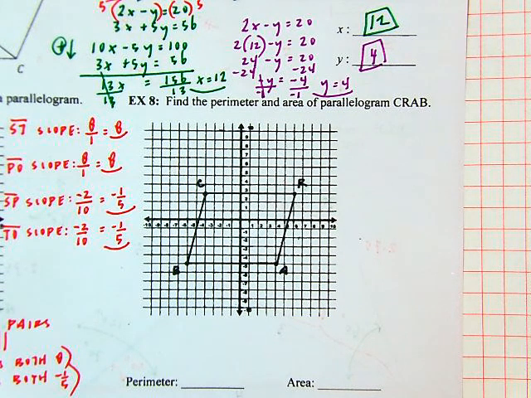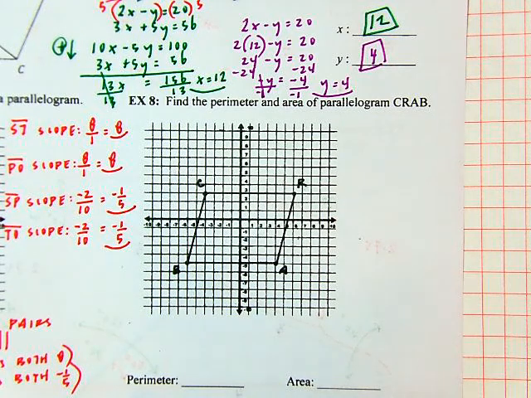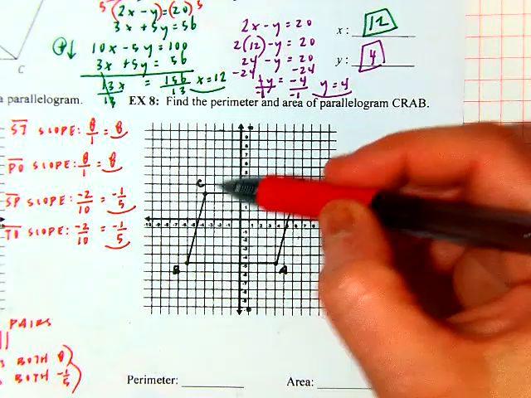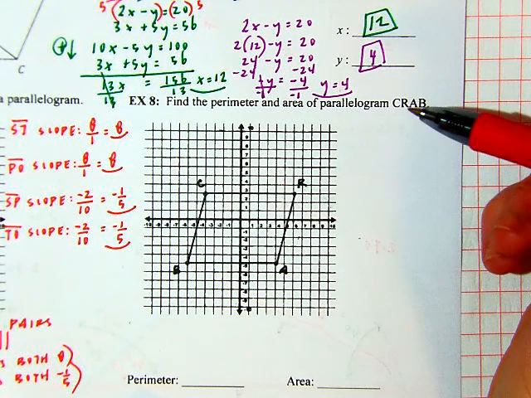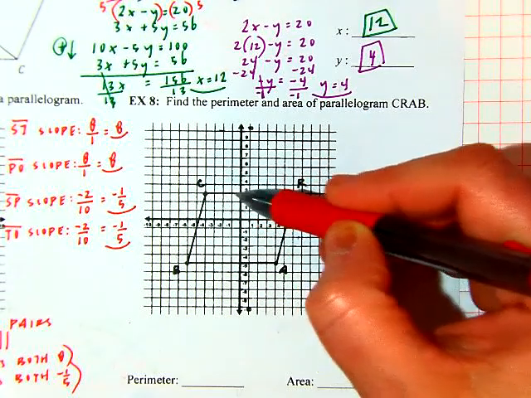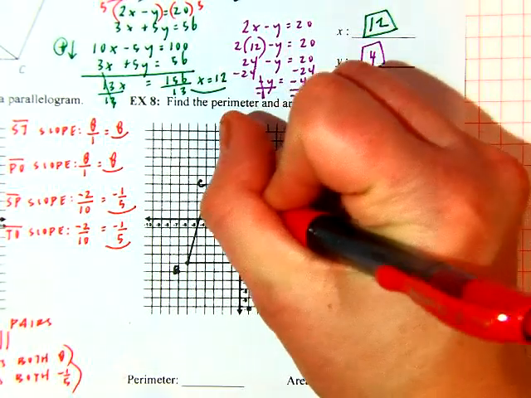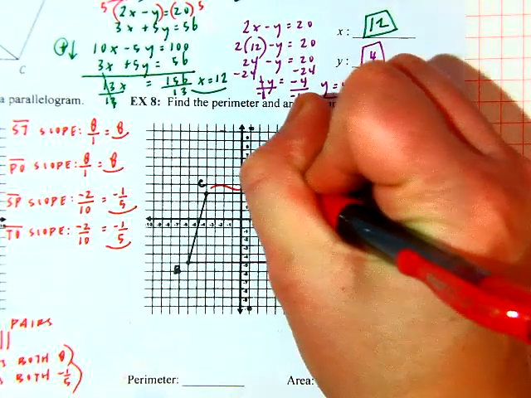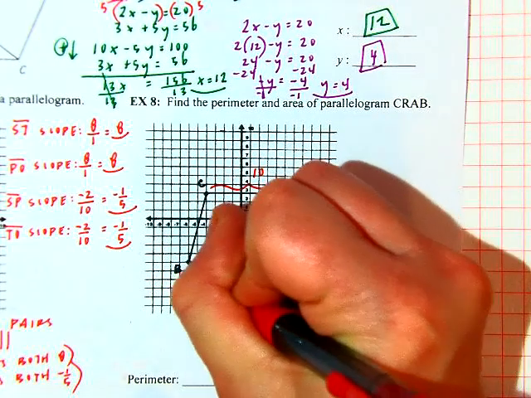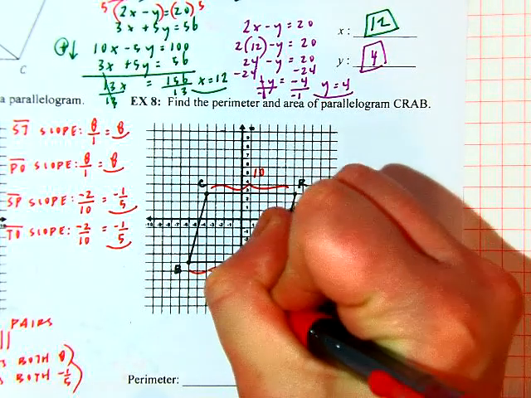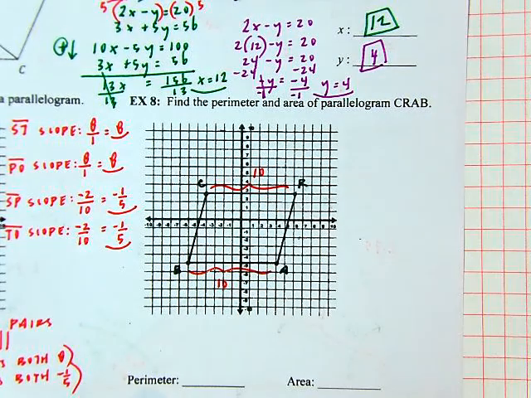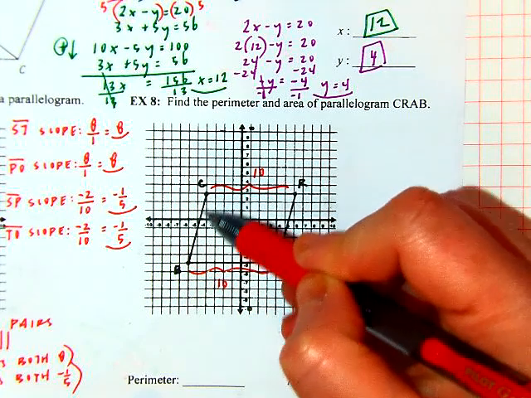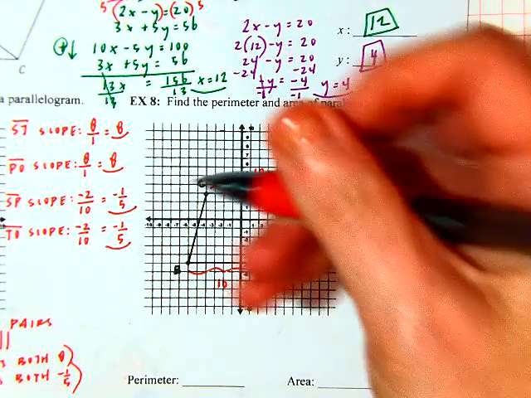All right, so I need to find my perimeter and my area. So let's find our perimeter first. Let's find all of our sides. CR and BA are pretty obvious, right? Because it's a horizontal path. Same if it was a vertical path. So if I count across, I should see that this span here is 10 units. Here also 10 units.